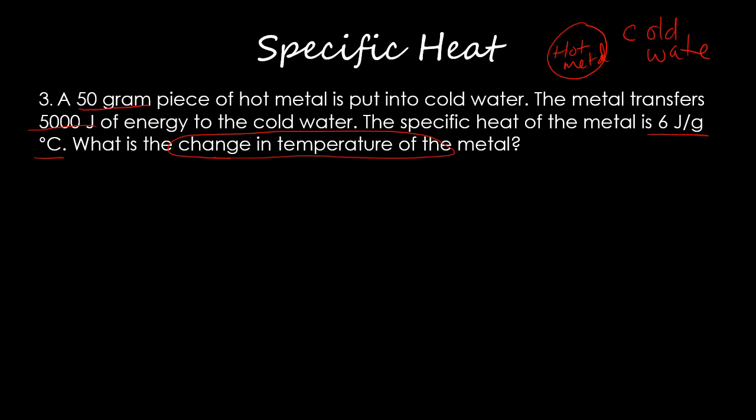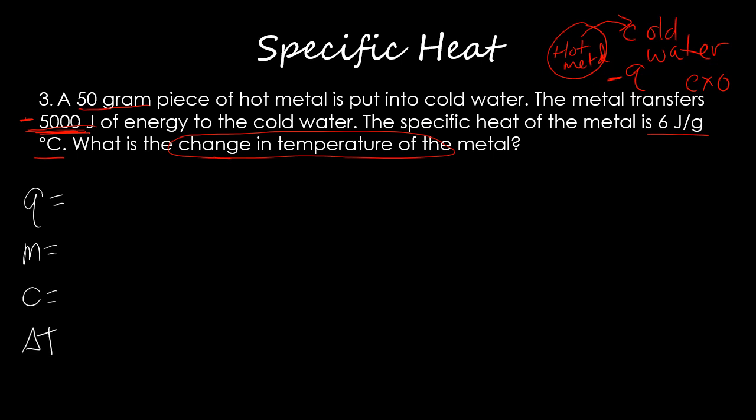Now, the hot metal is going to give the cold water its energy. So that means Q is going to be negative for this question. It's going to be exothermic. But if we look in our setup here, it says the metal transfers 5,000 joules of energy. That's our Q value. It doesn't show it as negative. We have to make it a negative value. So thinking through your heat flow diagram to start is going to help you remember when to make something negative.